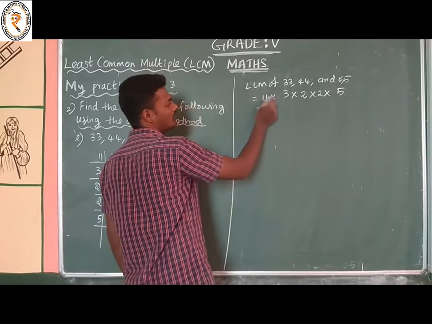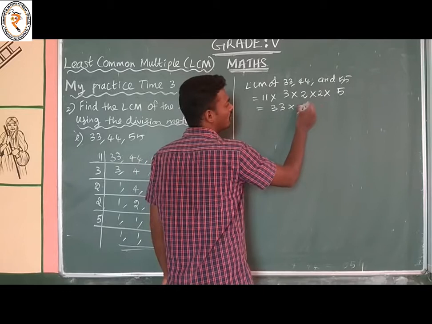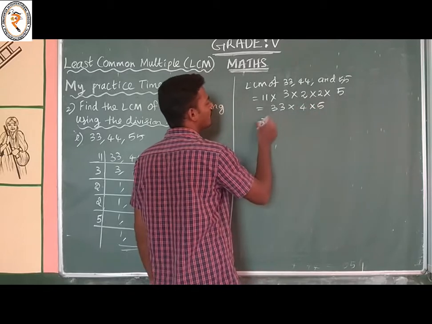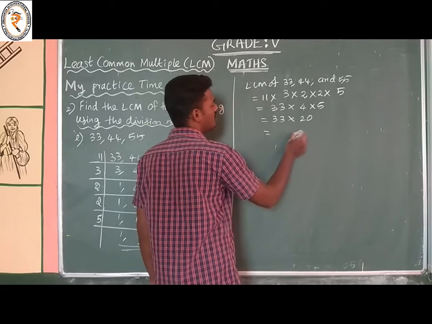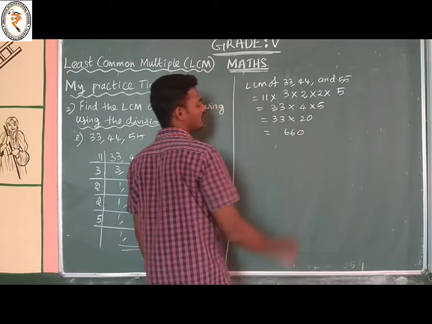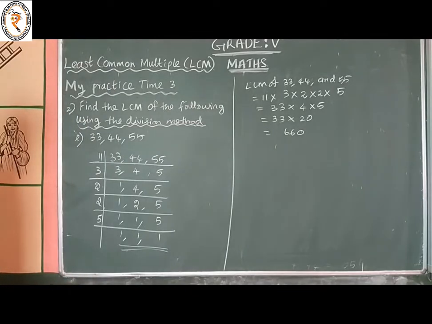11 3s are 33, 2 2s are 4, into 5. 33, 4 5s are 20. Final answer is 660. So LCM of 33, 44, 55 is equal to 660.